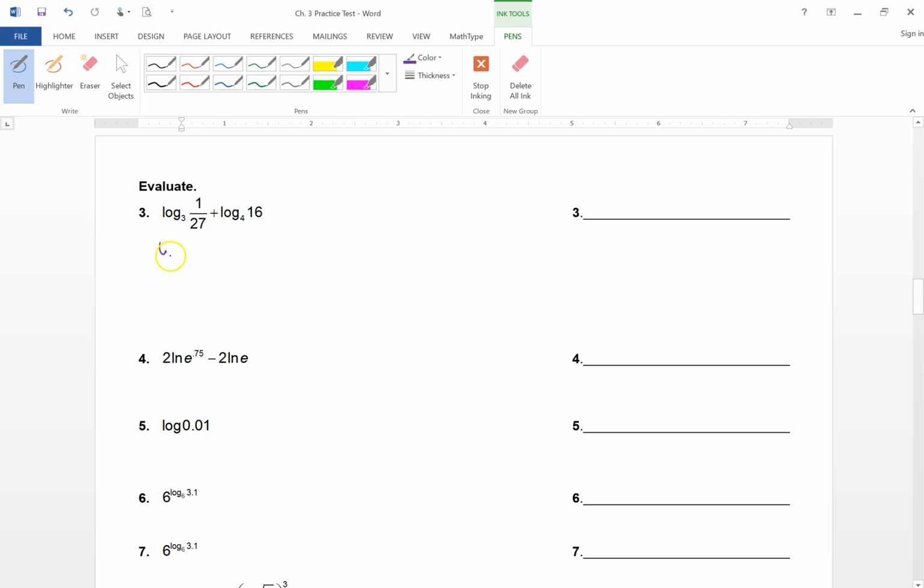Okay, so here we have log base 3. And what's this? This is 3 to the negative 3. Okay, so this stuff I know you've done before. And here we have log base 4, 4 to the negative half. So that just simplifies to negative 3 plus 2, which is minus 1.